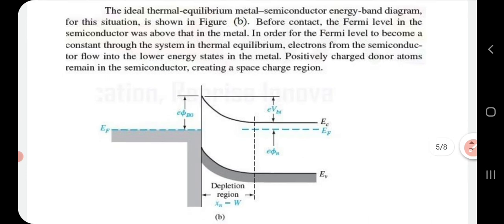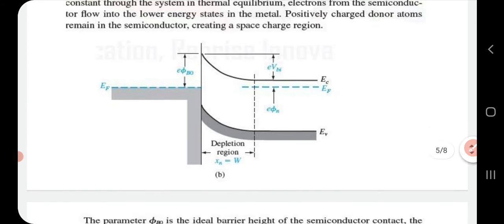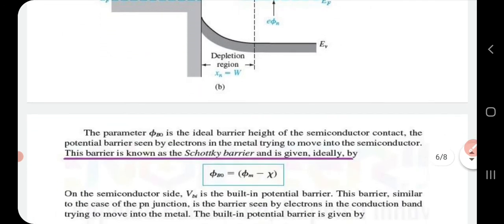Before contact, you can see that the Fermi level in the semiconductor was above the Fermi level in the metal. Now, in order for the Fermi level to become constant throughout the system, electrons from the semiconductor will flow into lower energy states in the metal. Then only will the Fermi level become constant throughout the system. Whereas positively charged donor atoms will remain in the semiconductor, thereby creating a space charge region or depletion region, which is marked in this figure.